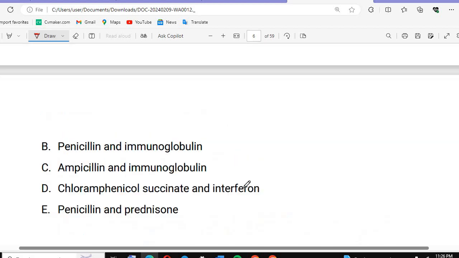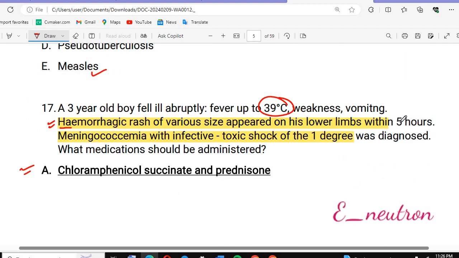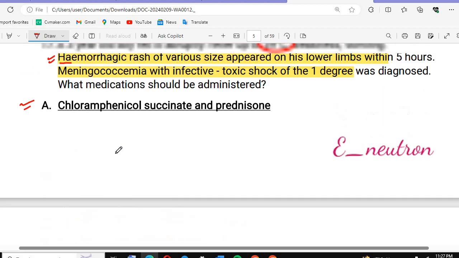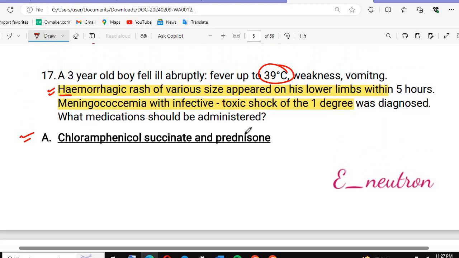Chloramphenicol and prednisolone. Now see the question. Hemorrhagic rashes appeared on the lower limb within 5 hours. Meningococcemia infection was diagnosed. What medications would be prescribed? Now you can see we have penicillin and prednisolone. Can we give penicillin and prednisolone? Chloramphenicol succinate and interferons. Prednisolone we can give, but with prednisolone we need to give chloramphenicol. Interferon I didn't tell you. Ampicillin and immunoglobulins? No, never. Penicillin and immunoglobulins? No. So remaining is chloramphenicol succinate and prednisolone.